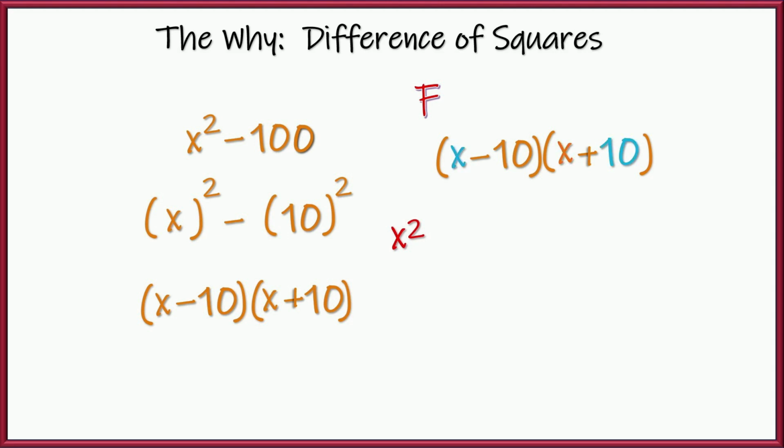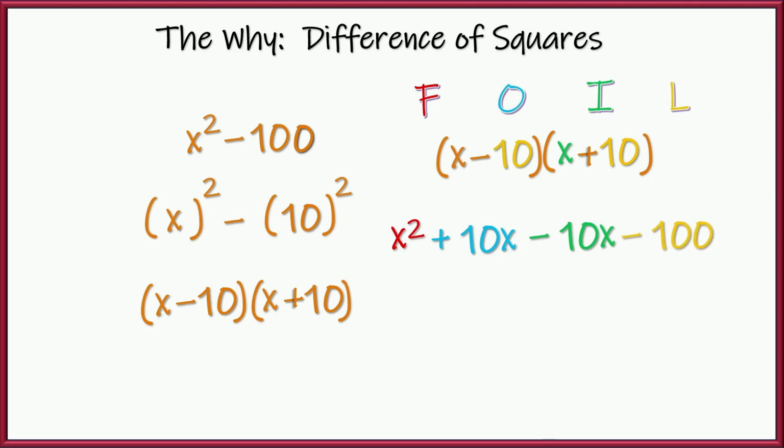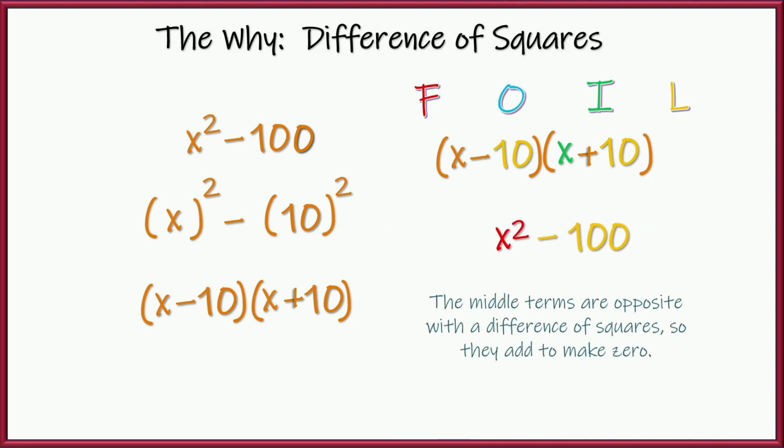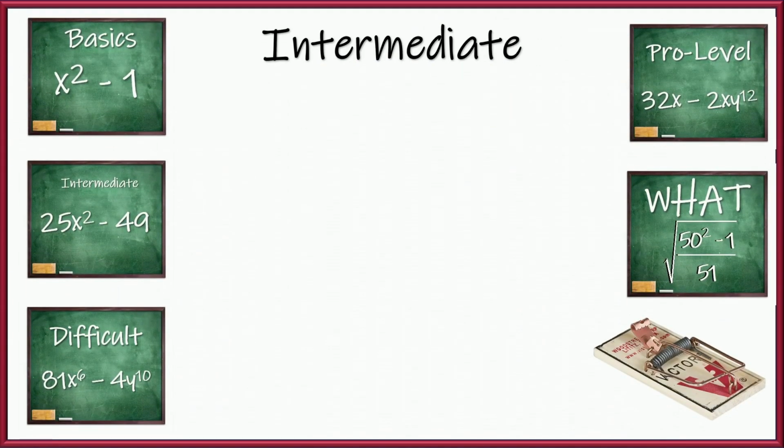So first gives x squared, outer is plus 10x, inside would be negative 10x, and the last 2, L's for last, would make negative 100. Just like that, you see? So the middle 2 terms cancel each other out. Negative 10x plus positive 10x, that's 0. So we get x squared minus 100. That's how it works. And it works that way because the outside plus the inside are opposite numbers. They cancel and make 0. Pretty cool. All right, let's move on to the intermediate level.